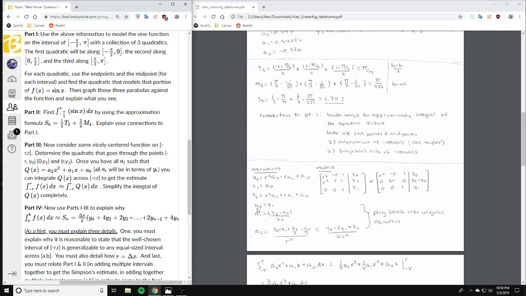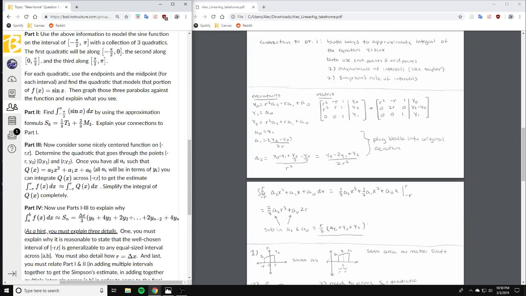As you can see, a0 is just y1, a1 is this, and a2, if you simplify it, comes out to this. Remember, this question isn't asking us to find a1, a2, and a0, right? It's asking us to simplify the integral of q(x) completely. Although we do need the general formula for quadratics, our end goal is to integrate, which is kind of what we've been doing in part 1 and part 2.